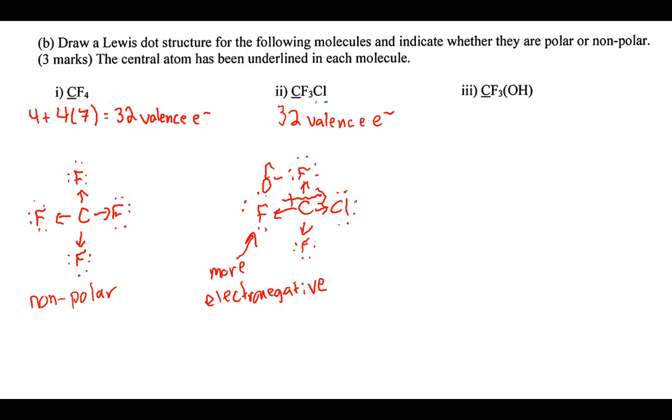Okay, so looking at the next one, we have CF3OH. So we're going to get 4 valence electrons from the carbon, plus 3 fluorines, each with 7, plus 6 from oxygen, plus 1 from the hydrogen. So that gives us, that's a fun one, 32 valence electrons.